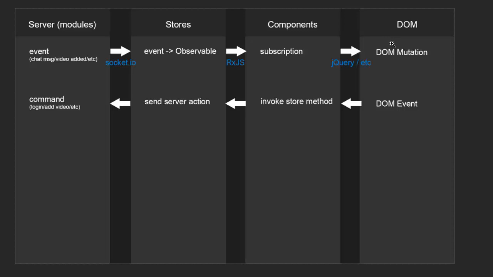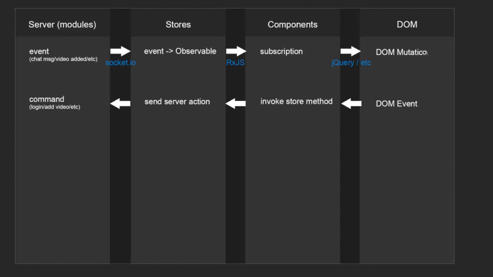However, we also need to respond to user input, because an application that doesn't respond to user input isn't that interesting. So the other way around is if a DOM event comes in and the component is listening to it, then it'll invoke a store method that tells the store to perform an action. The store will most often, but not always, send the server the action to do, and then the server will do it. But that will be the end of that flow. Now, those actions will most likely cause another event to come out, but that will begin that flow.